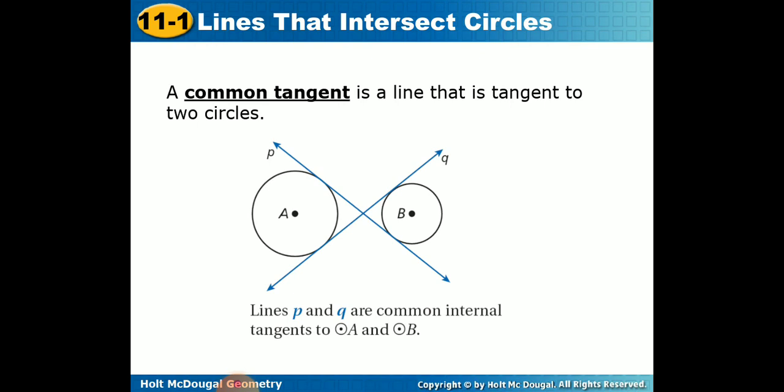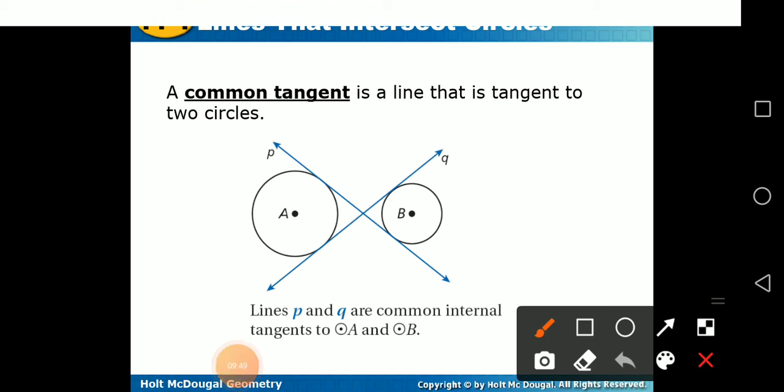I also have a common tangent that is internal. How? If I say line Q, line Q is a common tangent. It intersects circle B at this point and circle A at this point. And I have another line which is a common tangent, an external common tangent, which is line P. It intersects circle A at this point and circle B at this point.